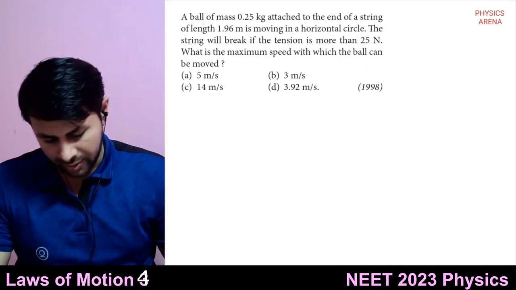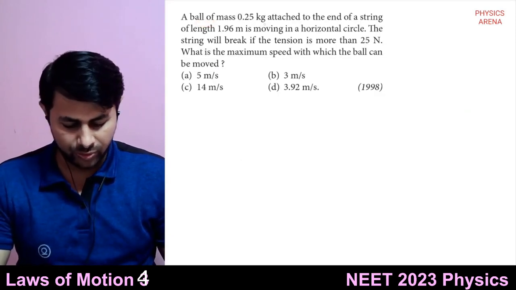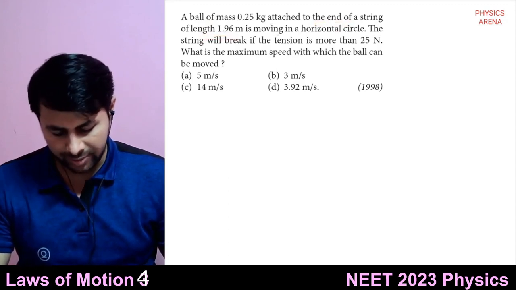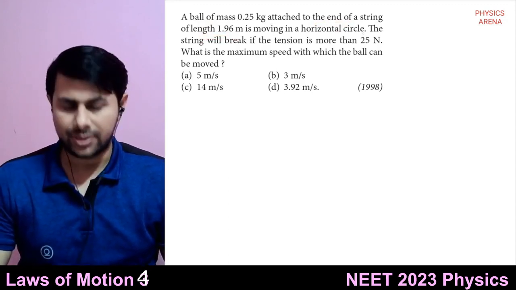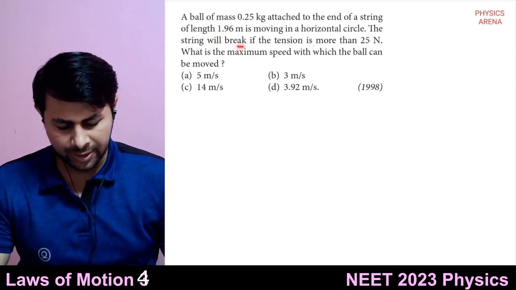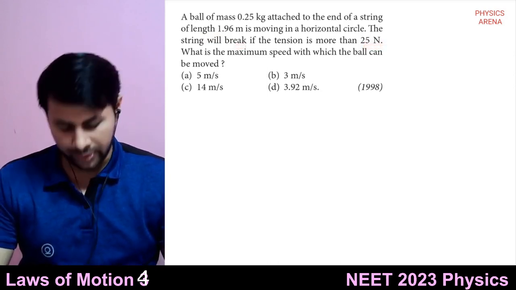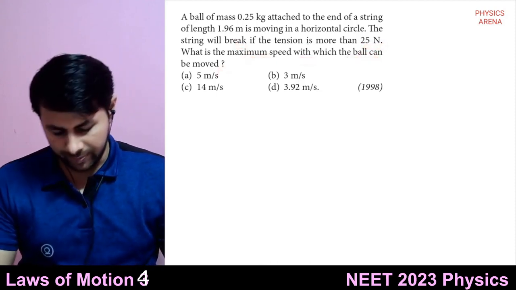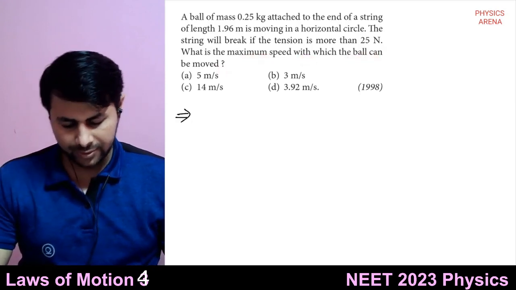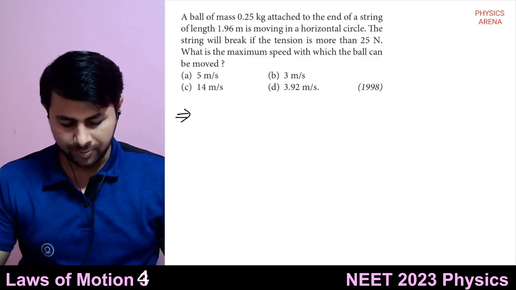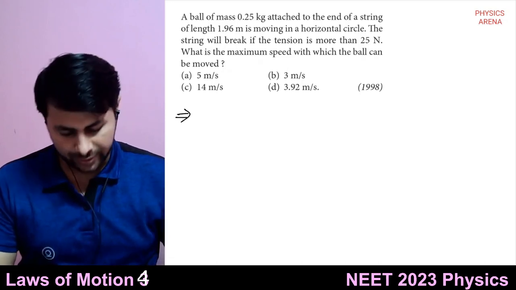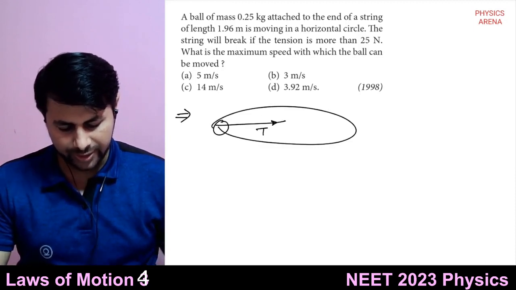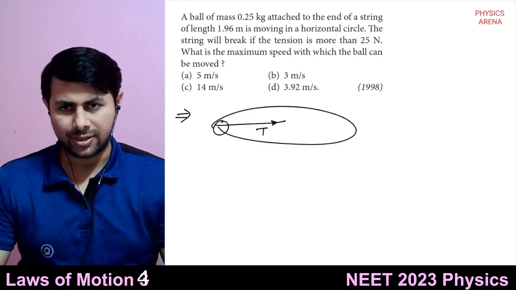All right. A ball of mass 0.25 kg attached to the end of a string of length 1.96 meter is moving in a horizontal circle. The string will break if the tension is more than 25 Newton. Okay. What is the maximum speed with which the ball can be moved? So this is simple, right? There is a ball of some mass, it is connected to a string and it is whirled in a circle. So which thing provides the centripetal force? It's the tension in the string.